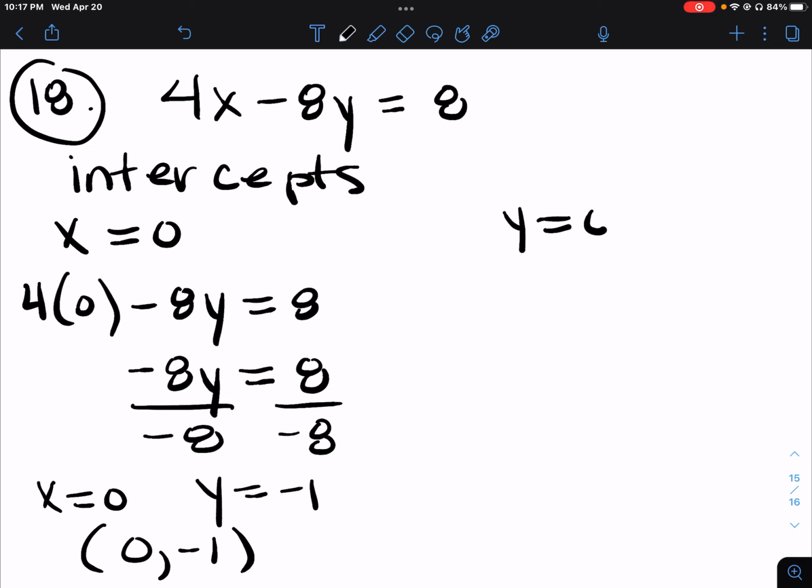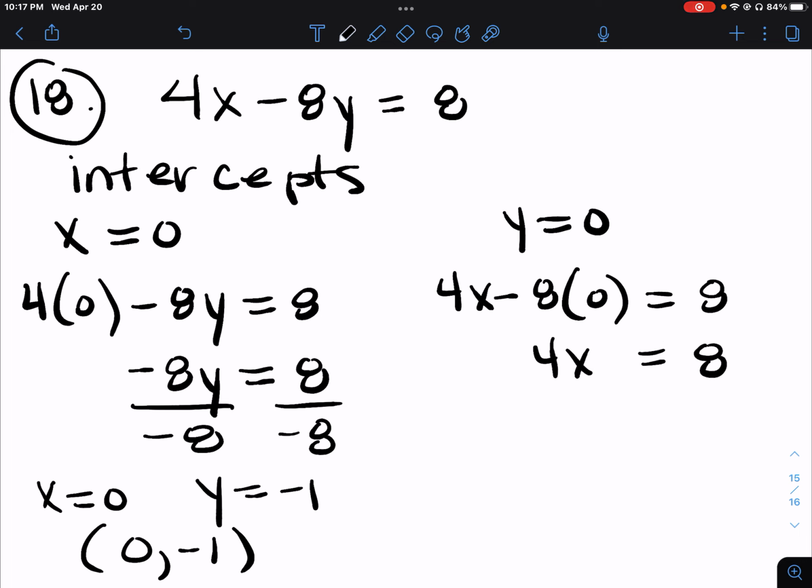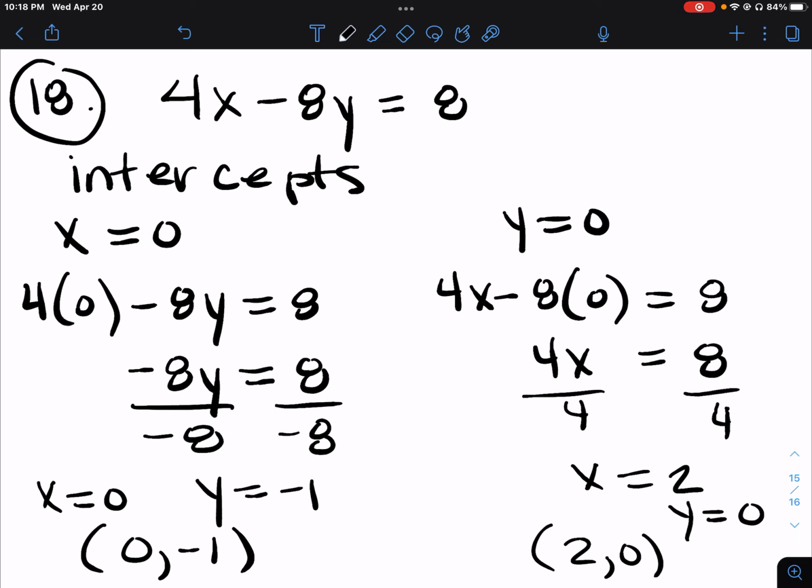Okay, now plug in y equals 0. 8 times 0 is 0, so that part's gone. Okay, now we're going to divide by 4. Okay, so we got x is 2 when we put in 0 for y. So x is 2, y is 0.